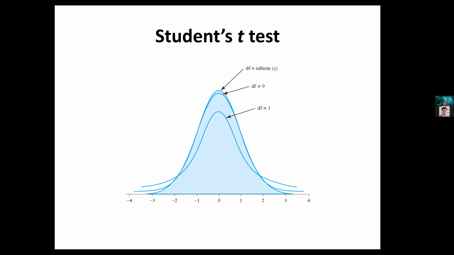Now, the bell shape and the curve centered at 0. The broader tails accommodate the additional uncertainty that comes from estimating the standard deviation with your sample size.